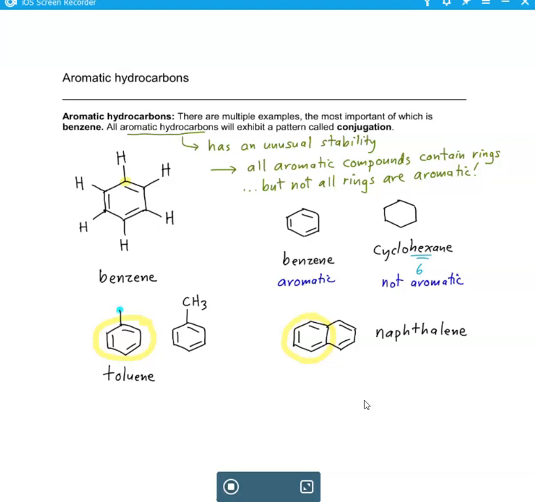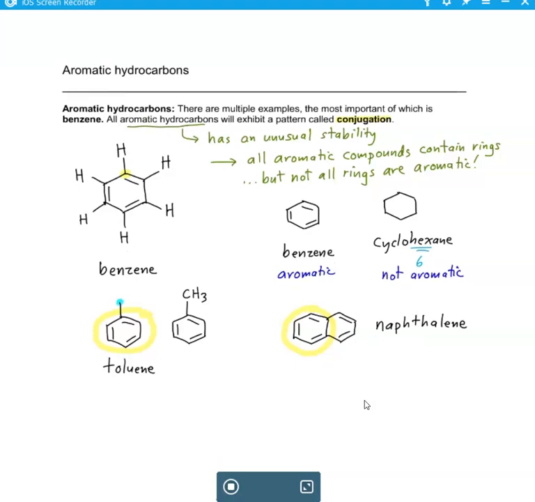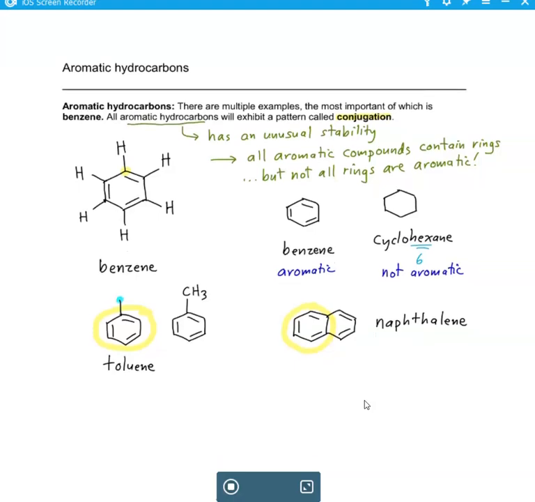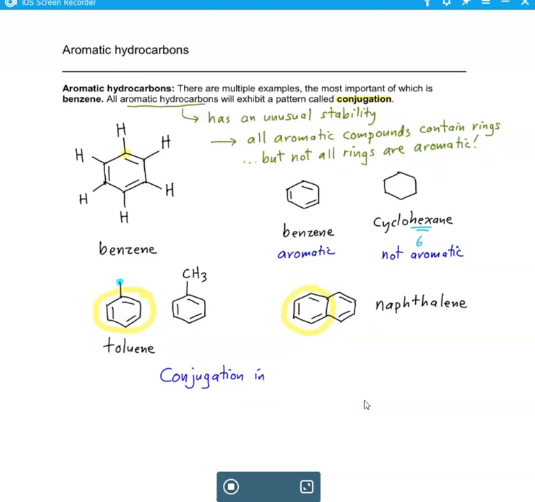Now, all of these aromatic compounds and other compounds exhibit a pattern that we call conjugation. Now, conjugation can show up in different ways, but in benzene, it shows up as this alternating double, single, double bond pattern. So let's just make a note of that, because we're going to see this in other places. That the conjugation in benzene is reflected in the alternating single and double bonds.